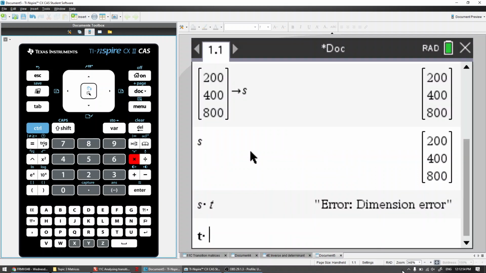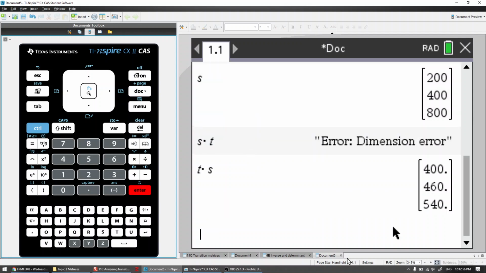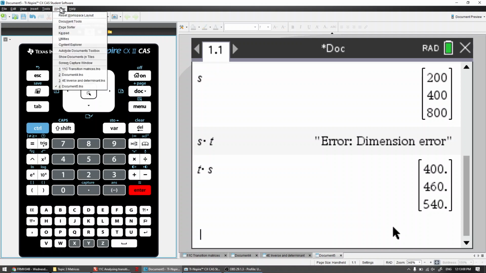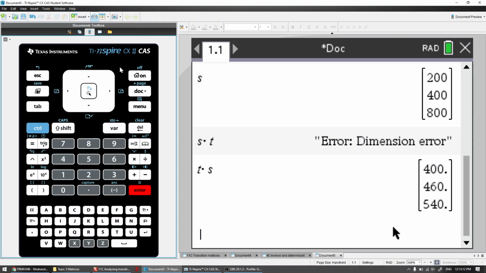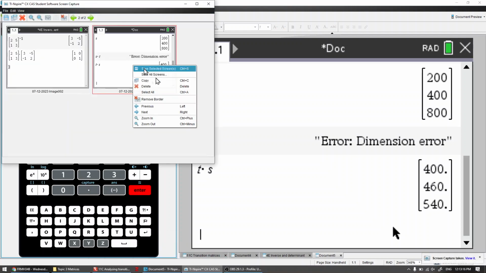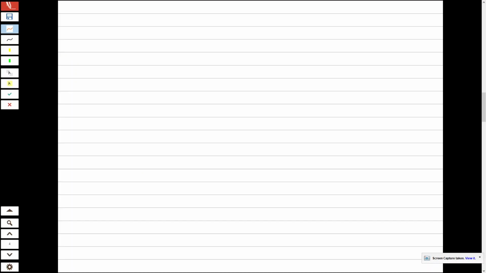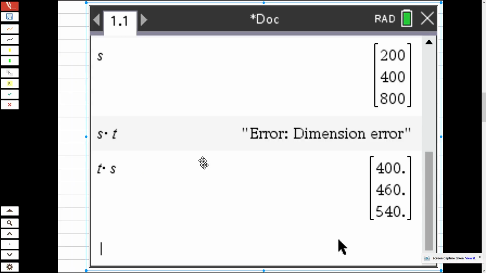So let's do T times S. And you'll see the numbers have changed. It's now 400, 460, 540. And I believe this has a copy function. Screen capture. Let's see if this is quicker than writing it. Copy. Let's see. Drum roll.